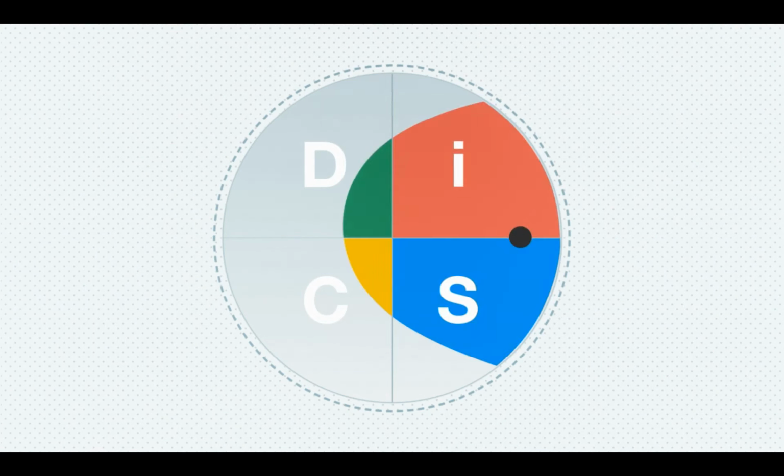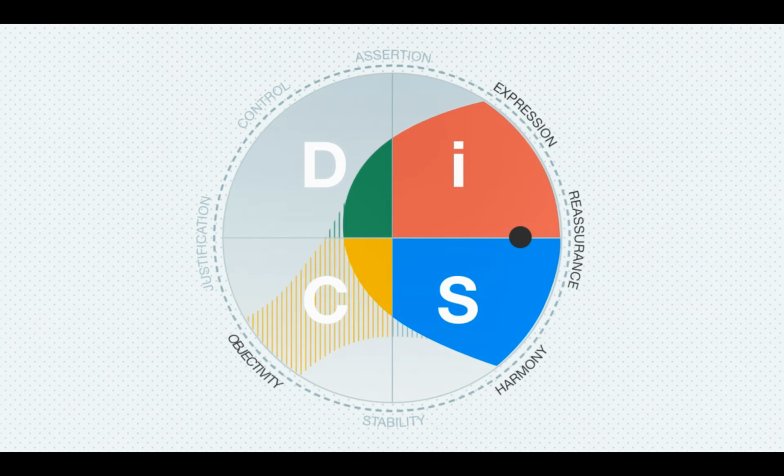Now, in the real world, of course, your dot can be between 2 styles, such as in the area between I and S. And you can have 4 or even 5 priorities. For example, in addition to reassurance, expression, and harmony, you might also share the priority of objectivity with your C coworkers.